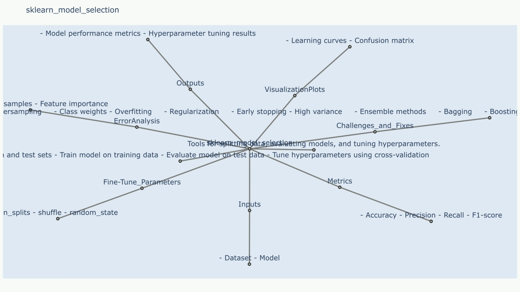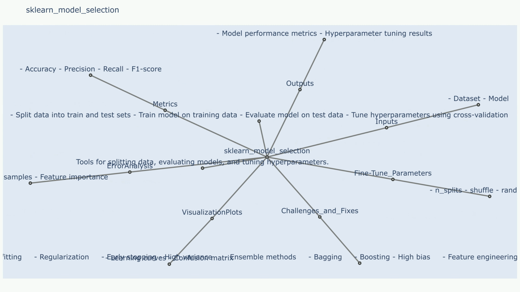sklearn model selection. Description: the sklearn model selection module in scikit-learn provides a comprehensive set of tools for splitting, searching, and evaluating machine learning models. It allows you to efficiently prepare your data, tune your model's hyperparameters, and assess its performance.